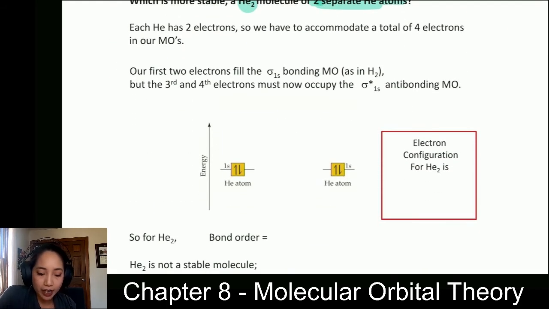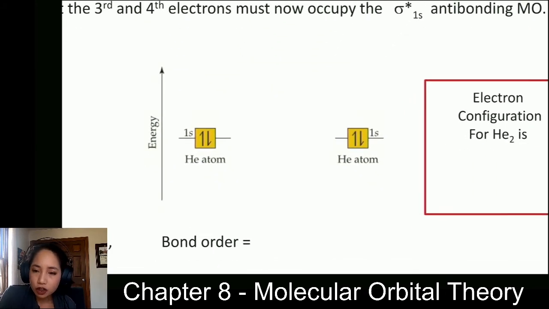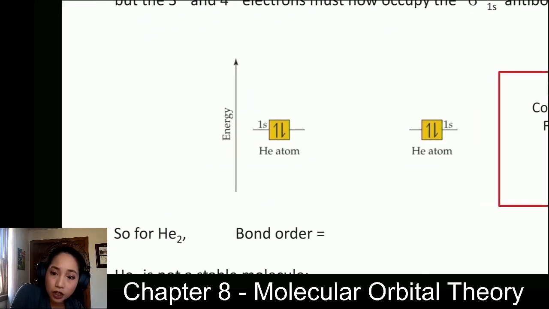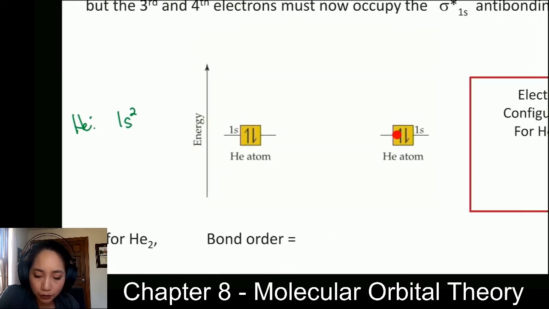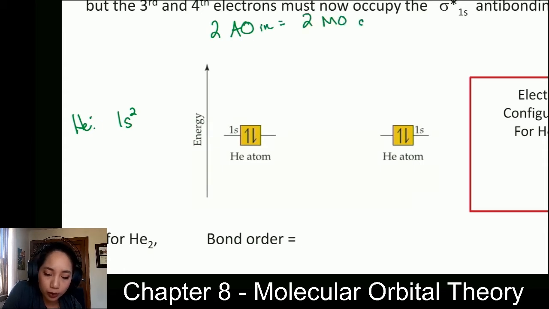So if we draw out the MO diagram for two helium atoms, just like we did for hydrogen, the skeleton structure of our MO diagram actually stays the same. If we look at the electron configuration for a helium atom, helium is 1s2. So we have two electrons in a 1s orbital. So that's what you see right here. But we're going to bring together two helium atoms. So when you combine two different 1s atomic orbitals, we need two molecular orbitals out. So two atomic orbitals in equals two molecular orbitals out.